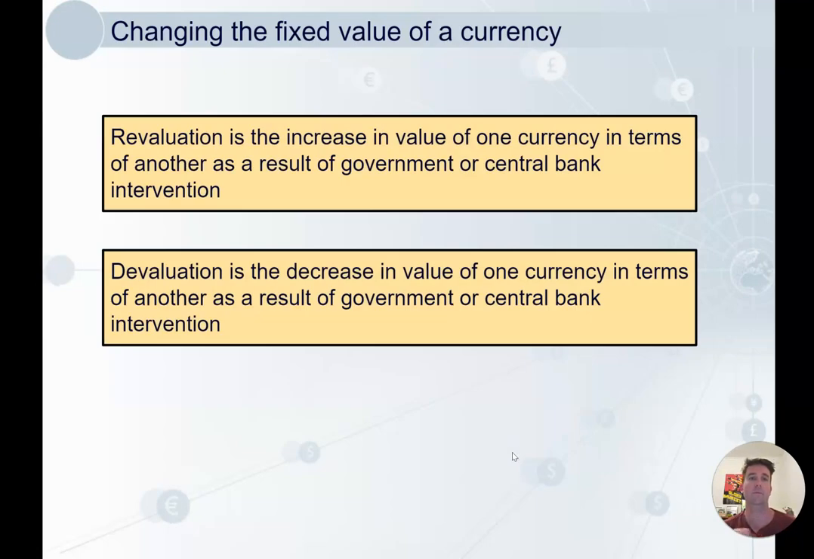Now, changing the fixed value of a currency, we use slightly different terminology here. So we say it's a revaluation. That's the increase in value of one currency in terms of another as a result of government intervention. So if we say back before we had that $1 Australian dollar equaled 50 US cents, let's say we think that's too low. So we increase it to 60 cents. That would be called a revaluation. That's not called an appreciation.